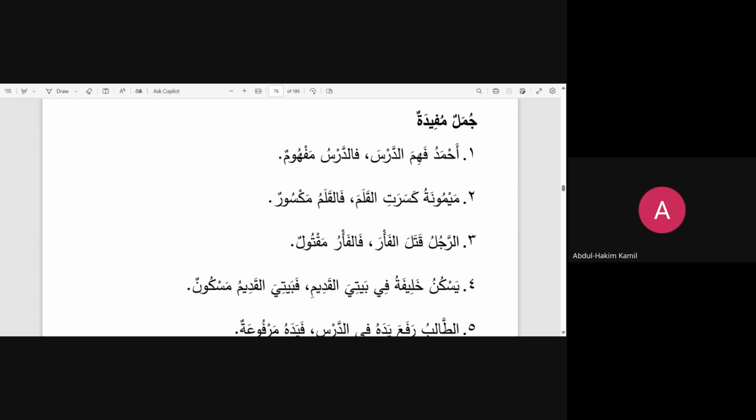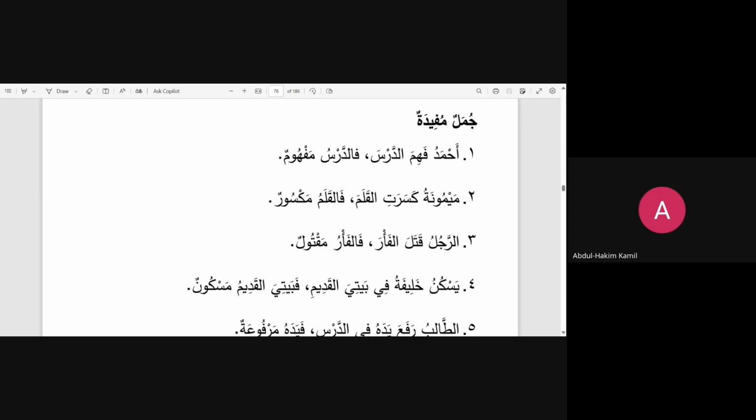Let's look at these sentences and it's going to come a little clearer. Look, now we have it right in front of us. Ahmadu fahima ad-darsa fad-darsu mafhumun. Ahmed understood the lesson, therefore the lesson is understood.